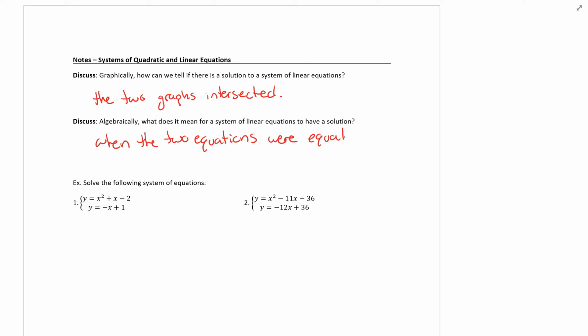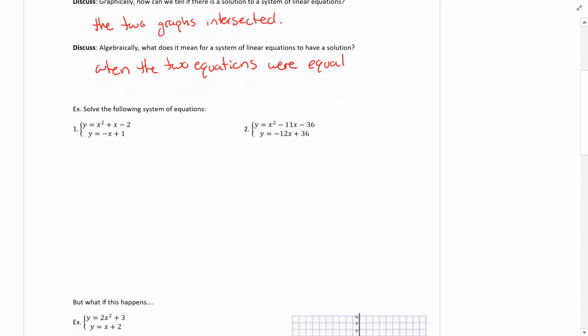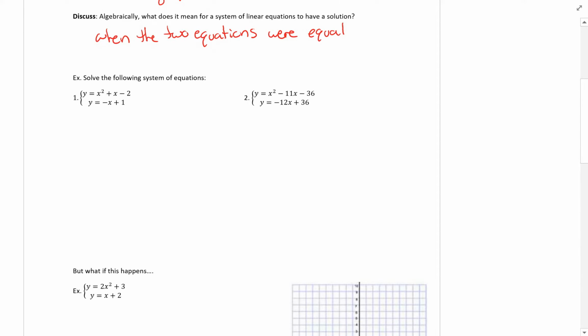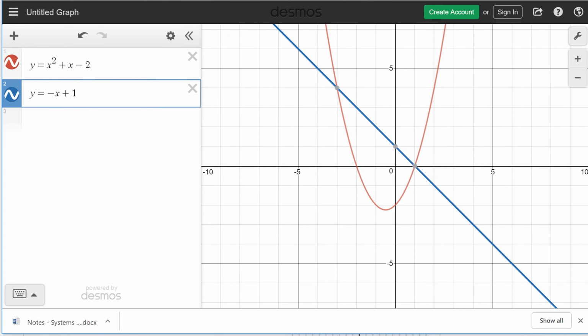So let's just jump into it. It says solve the following system of equations. As you can see, for these two examples, we have a quadratic and a linear for both. Graphically, I'm going to show you what the first one looks like, because I want you to be able to see what we're trying to do here. If we pull up Desmos, I already have them graphed. You can see that the quadratic function and linear function cross, and they cross at two coordinates. Those two coordinates are going to be my solutions.